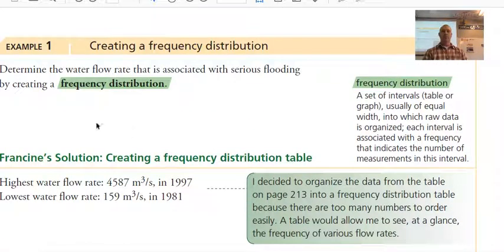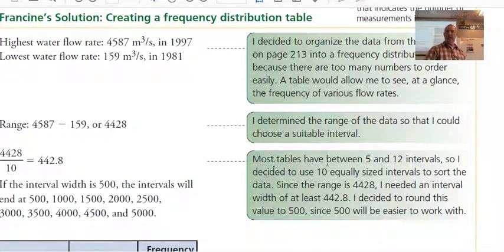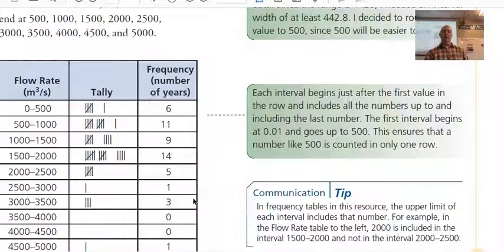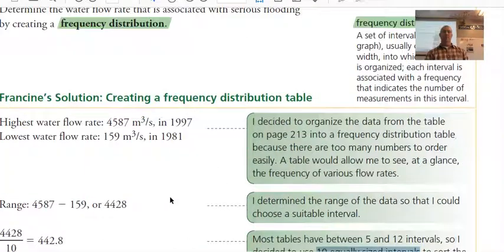Let's see, this one here: determine the water flow rate that's associated with serious flood by creating a frequency distribution. That's just the question. You get to choose how many intervals you would make. It looks like this person decided to use 10 equally sized intervals. Based on the data, it doesn't really matter. The more intervals, the more specific information you can get out of there. So in this case, the person decided to do 10 intervals.